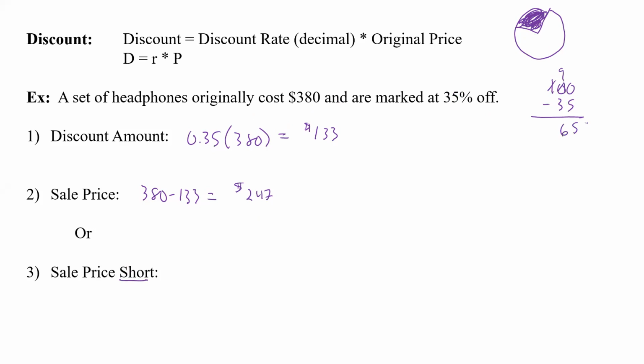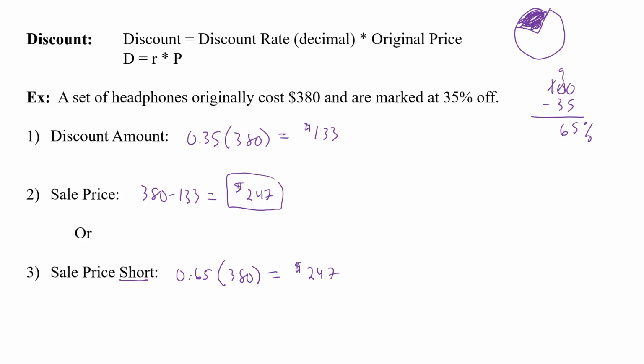So that's going to be 65% of the price is what you're paying. So this number, what we're saying is 65% of the total original price. So if we convert 65% into a decimal, that would be 0.65 times our original price of 380, that should give us our actual value of 247. And I'll let you know it does work, and we'll show you in here in a little bit.